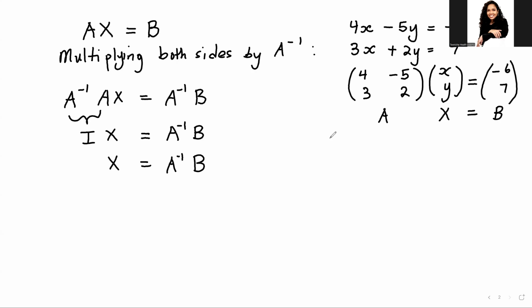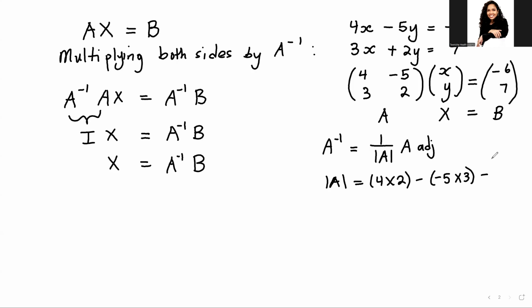And if you recall, A inverse is equal to 1 over the determinant of A multiplied by the adjoint, right? So the determinant of A is the difference of the products of the diagonals. So the determinant of A would be 4 times 2, take away negative 5 times 3. 4 times 2 is 8. Take away negative 5 times 3, which will be 23. All right, and therefore A inverse would be equal to 1 over 23 by the adjoint of A.